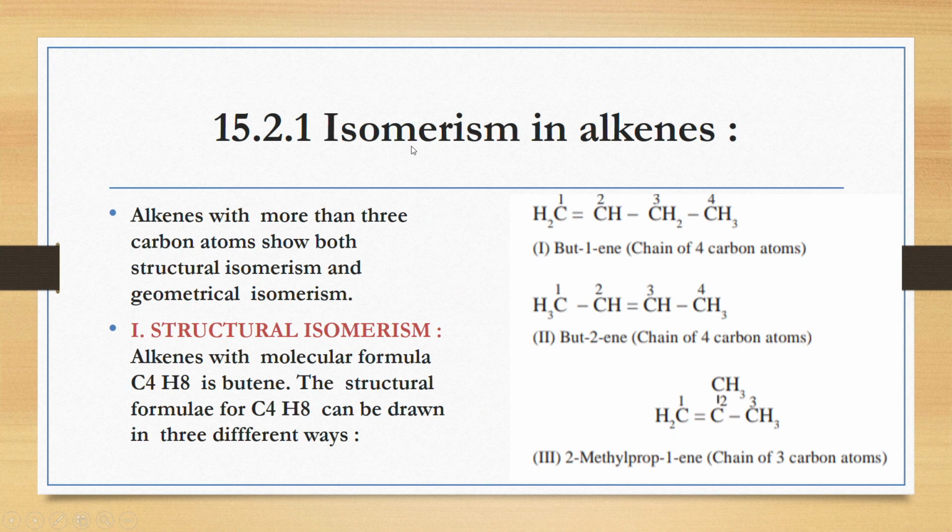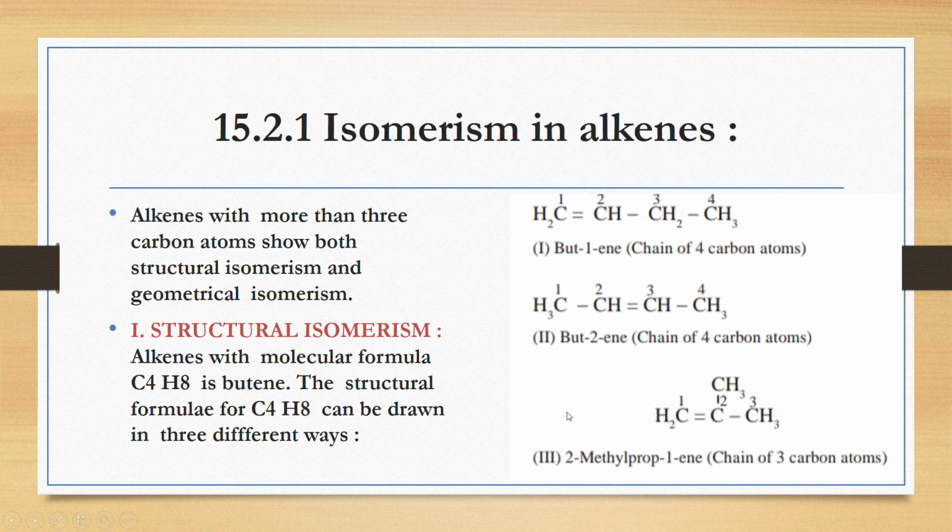Now let's study isomerism in alkenes. Alkenes with more than 3 carbon atoms show both structural isomerism and geometrical isomerism. Structural isomerism. Let's consider the example of butene with molecular formula C4H8. The structural formula of butene can be drawn in these three different ways.